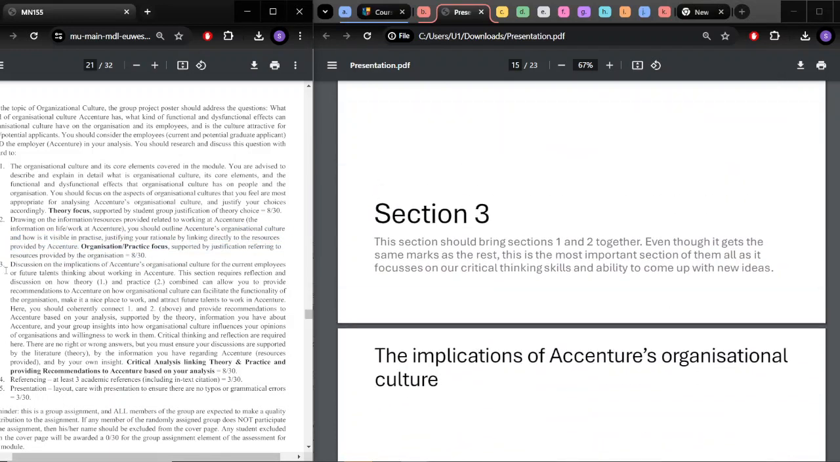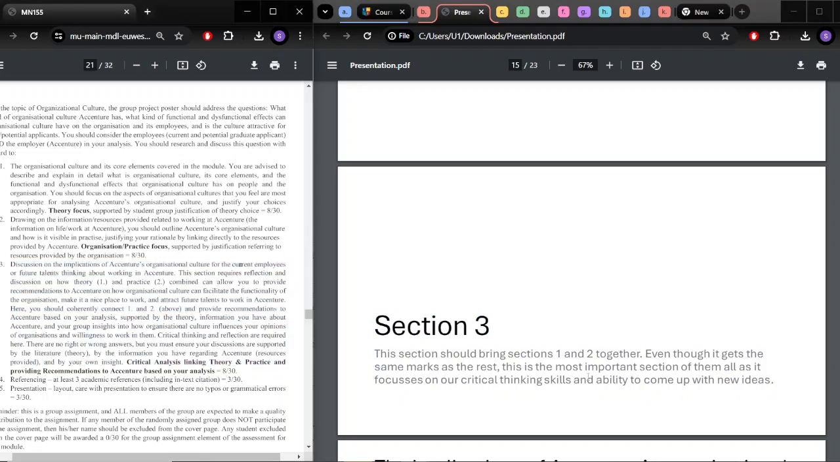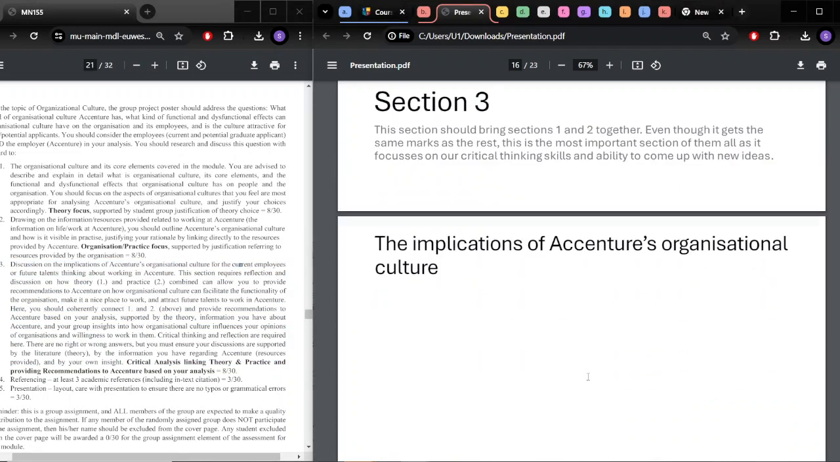Then we have section 3. Okay, so this section should bring sections 1 and 2 together, even though it gets the same marks as the rest. This is the most important section of it all, as it focuses on our critical thinking skills and ability to come up with new ideas. And actually, the first lecturer, the blonde one, she said that to us as well. She said section 3 is like the thing where you get to show if you're smart or not, basically. She didn't say that, but I can't remember exactly how she worded it.